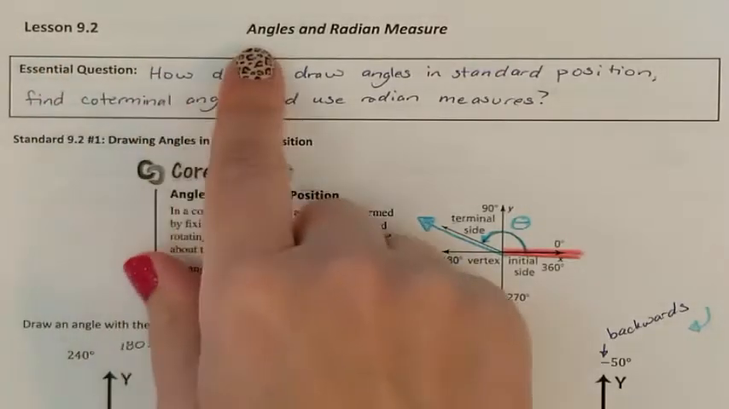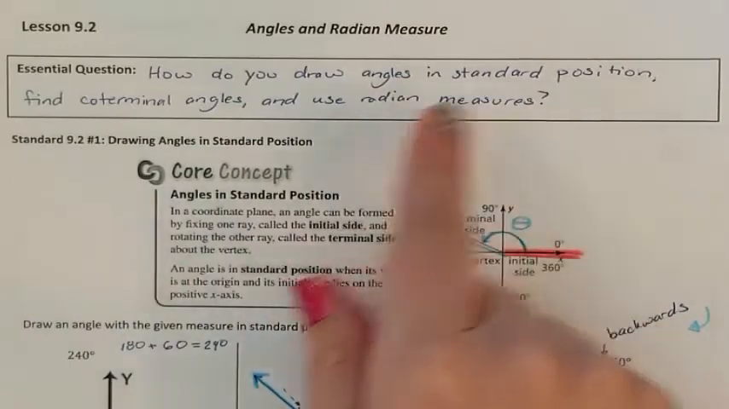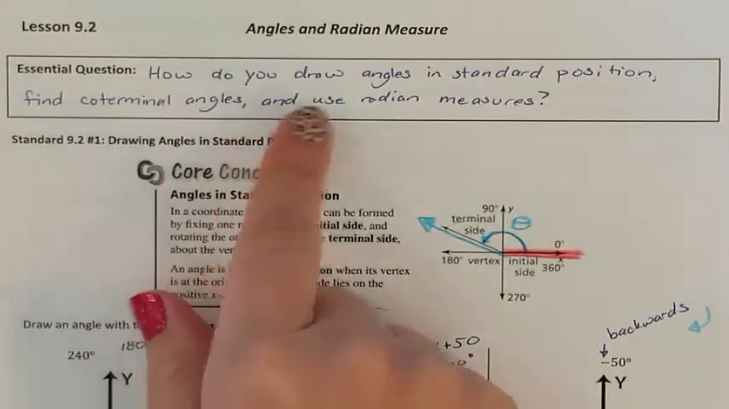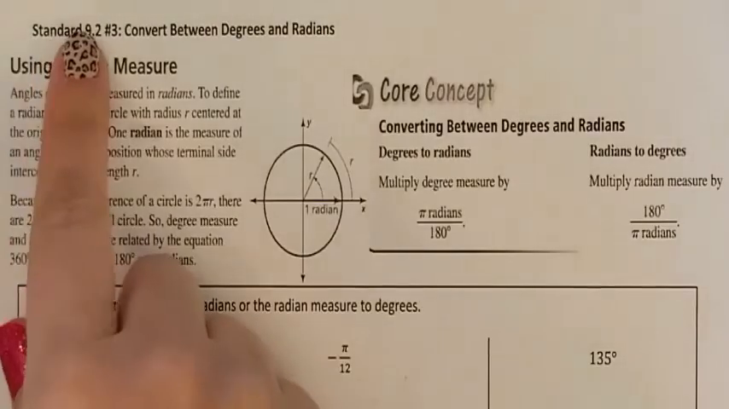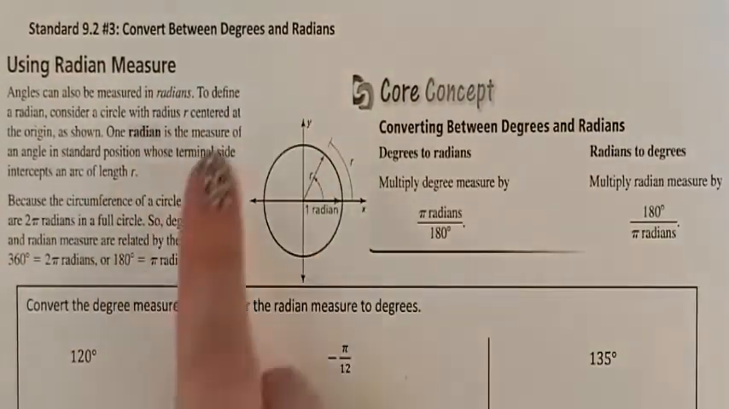Lesson 9.2, Angles in Radian Measure. Our essential question: how do you draw angles in standard position, find coterminal angles, and use radian measures? Standard 9.2, number 3: convert between degrees and radians.